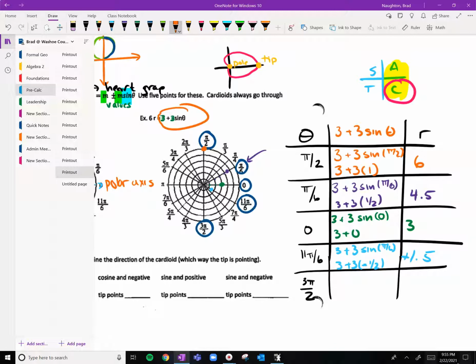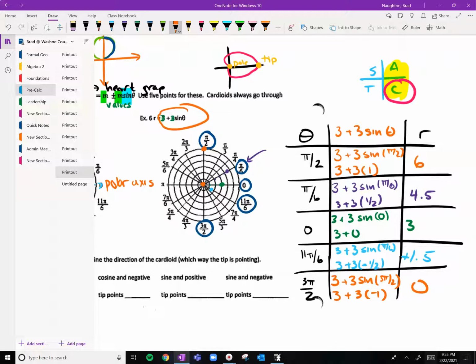And last but not least, we're going to get 3 plus 3 sine of 3 pi over 2. So there's going to be 3 plus 3 times a negative 1, which is 0. Boom.